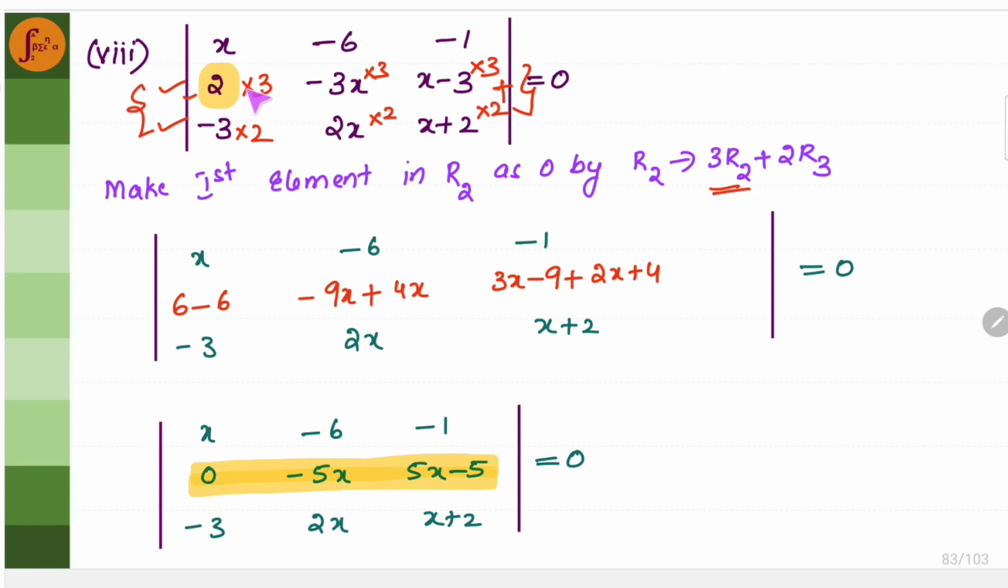Why are we going to add? So that this will get cancelled. This will get cancelled and it will become 0, 0. This will become 0. That's what we're trying to do. This will become 0, right?